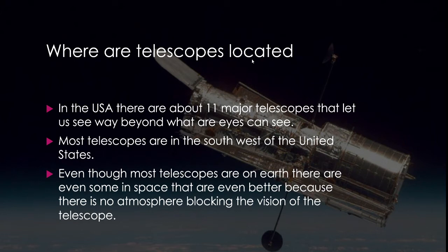So yeah. All right. Even though most telescopes are on Earth, there are some in space that are even better because there's no atmosphere blocking the vision of the telescope. Even if it's a cloudy day, or a rainy day, or just daytime outside, it doesn't really matter for those telescopes in space. There's nothing blocking the vision, and they can pretty much be used 24/7.